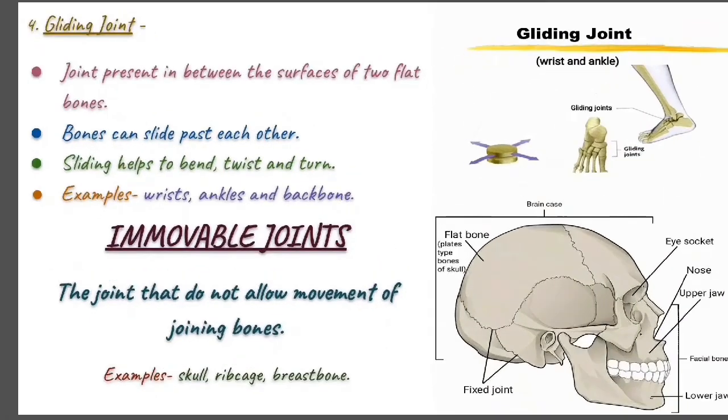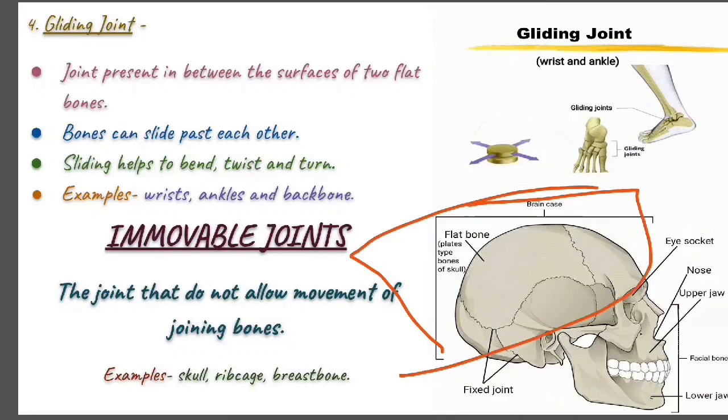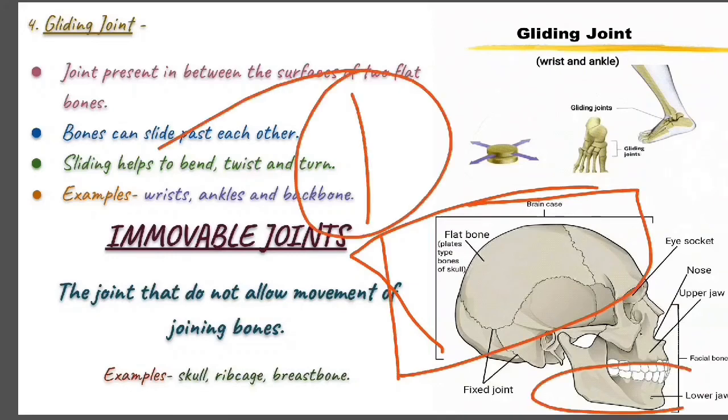And the last is the immovable joint. Immovable means which cannot move, and a basic example of this is the skull. Here you have seen that all bones are fixed. No bone is able to move. I have told you only one bone is capable of moving in our skull, that is your lower jaw bone. The rest of the 21 bones are not moving here.